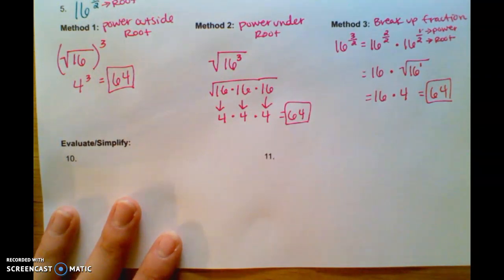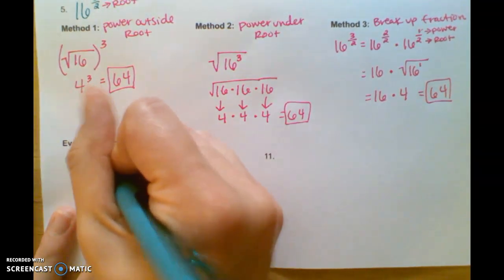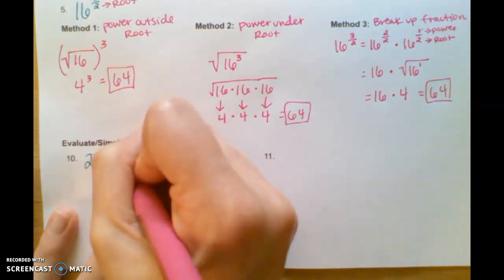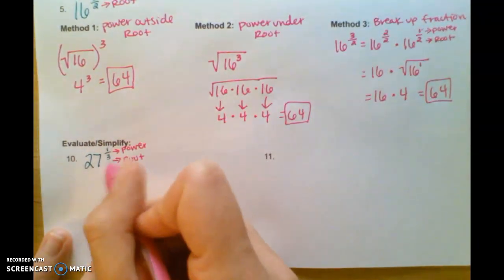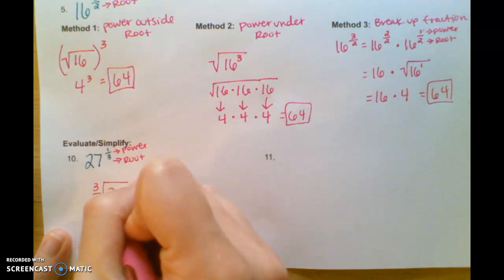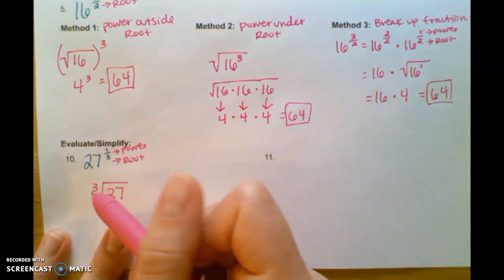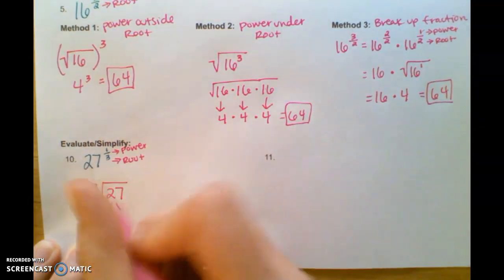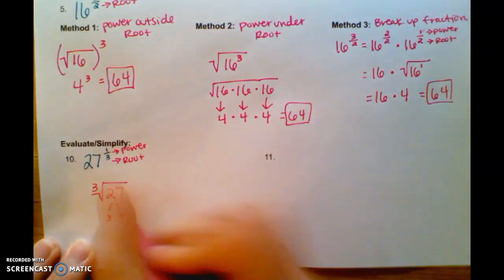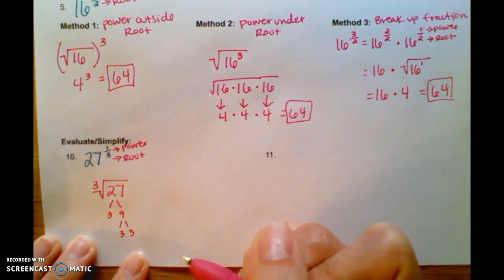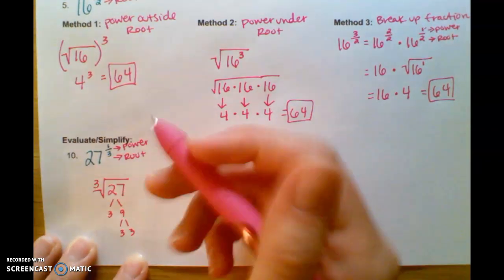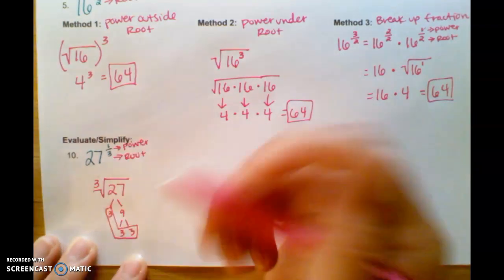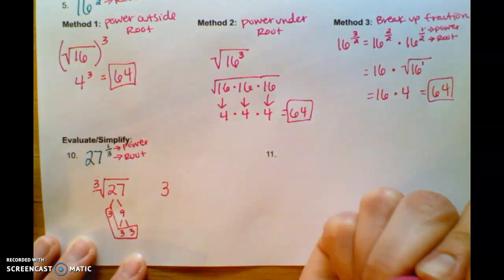We have 27 to the 1/3. Well, 1 is the power, 3 is the root, so that means we're going to have the cube root of 27 to the power of 1, so that's just the cube root of 27. Well, now we need to break that down. So 27 can go to 3 and 9, 9 can go to 3 and 3. And remember, when we do cube roots, we're looking for groups of 3. So I actually see 3 3's here. That means I can bring 1 3 outside of my root.